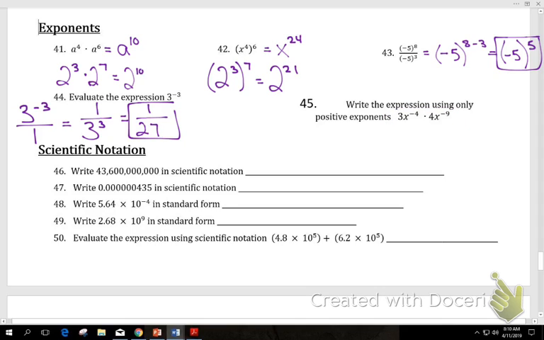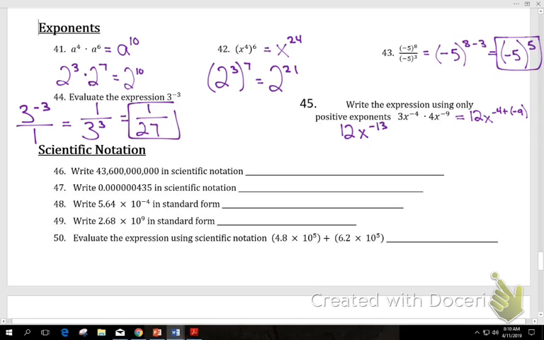3 times 4, guys. We just said it. Oh, come on. What's 3 times 4? 12. Thank you. 12x to the -4th plus -9. What's -4 plus -9? 12x to the -13th power. So let me ask you this. Does 12 have a negative exponent? No, it doesn't.